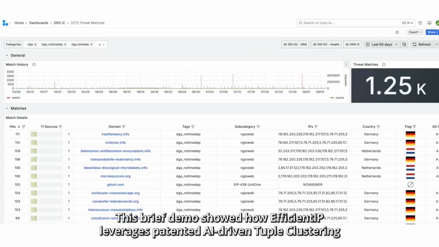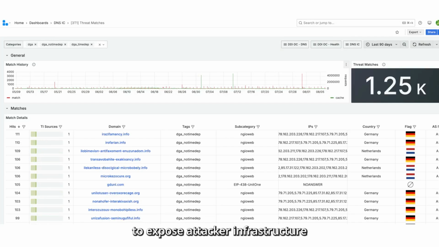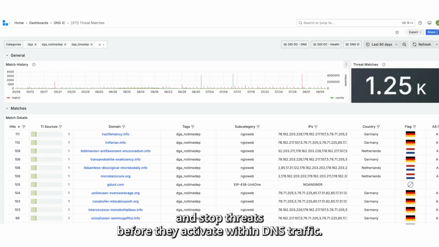This brief demo showed how EfficientIP leverages patented AI-driven tuple clustering to expose attacker infrastructure and stop threats before they activate within DNS traffic.